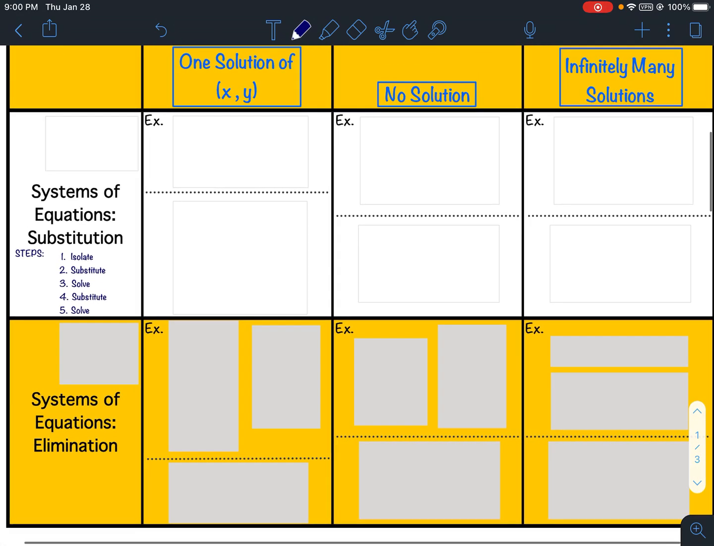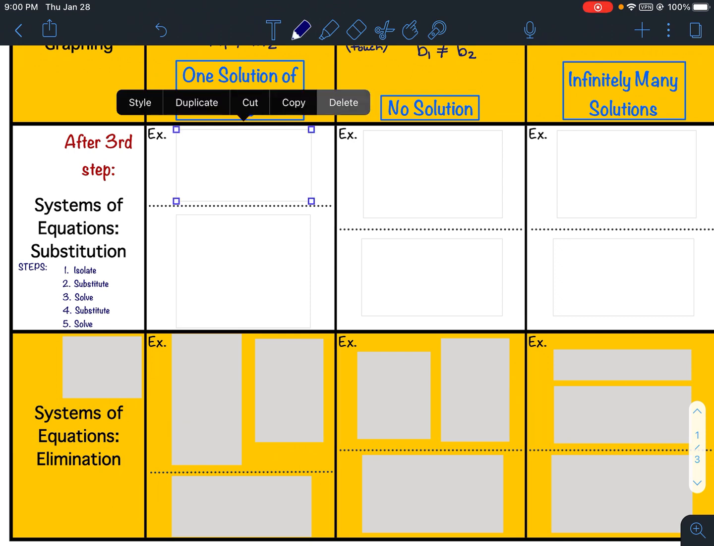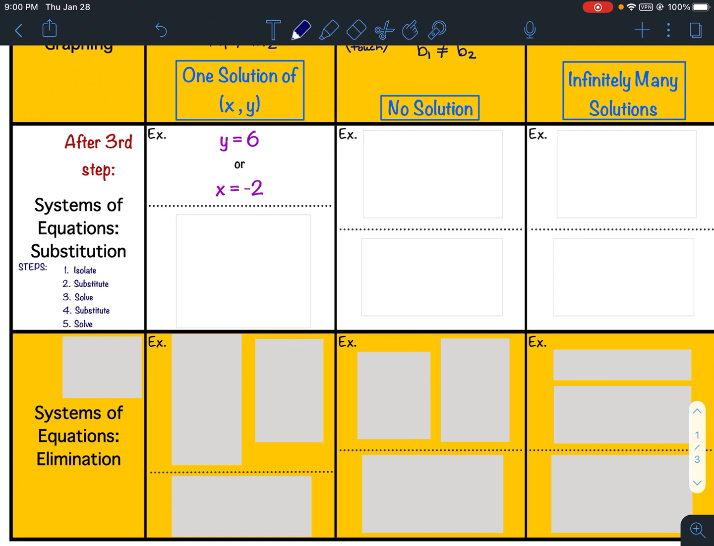Okay, so this is after you have used the second step of substitution, you plugged it into the other equation, and you solved that equation. So again, this is after step 3. If after the third step you get a variable equals a number, so y equals 6, or x equals -2, or y equals -3/4, x equals 0.5, something like that, it is going to be a one solution problem.